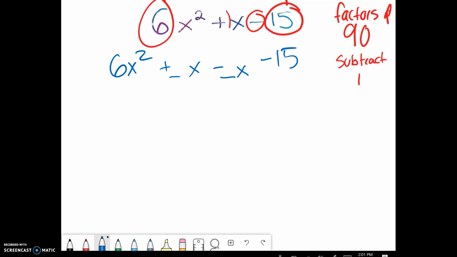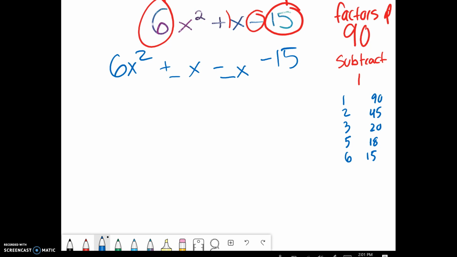So what are my factors of 90? Well, 1 and 90 isn't going to work. I could start writing them down. 1 and 90, 2 and 45, 3 and 20, not working yet. Does 4 go into 90? No. Does 5 go into 90? 5 and 18. Okay, does 6 go into 90? 6 and 15.